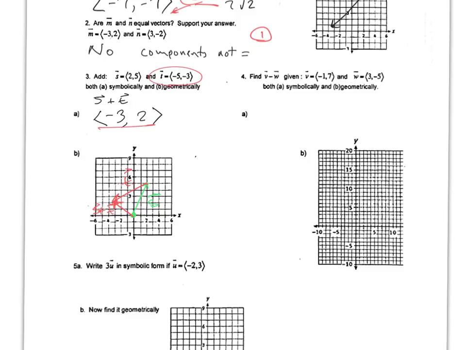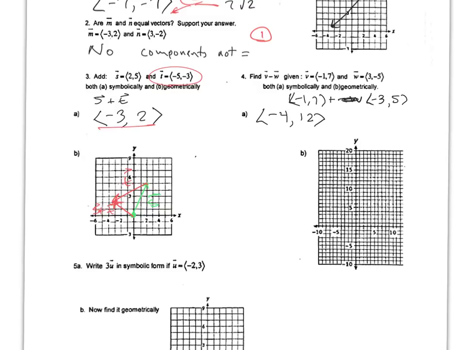To subtract, it's up to you if you want to add the opposite or if you want to actually subtract. The opposite of vector w is the opposite in all cases, so you multiply or distribute a -1 through both components. So now we have <-3, 5>. So we're going to take <-1, 7> and add that to <-3, 5>. So the component form is going to be <-4, 12>.